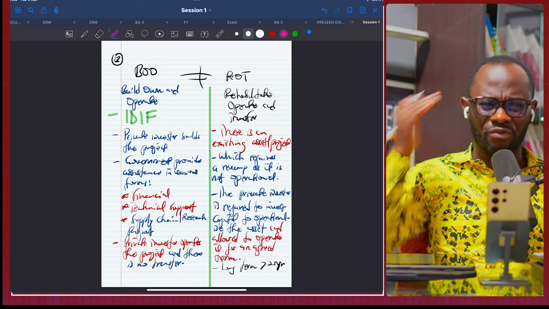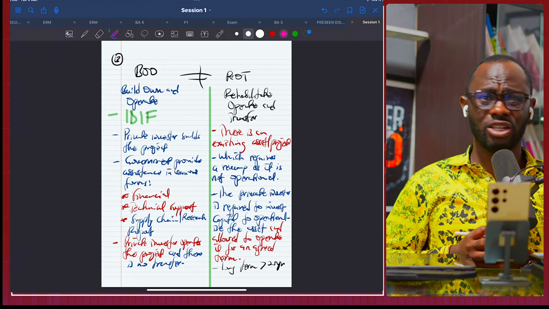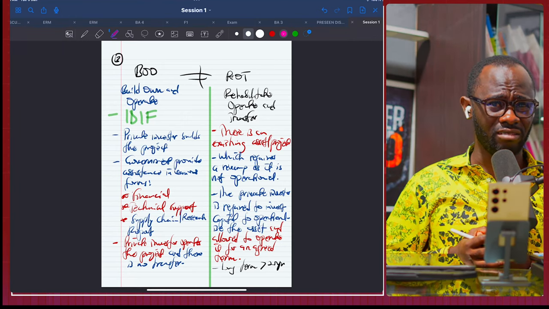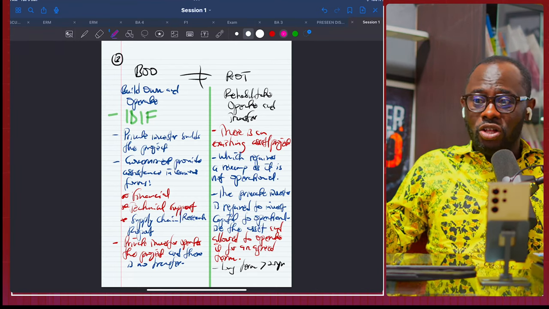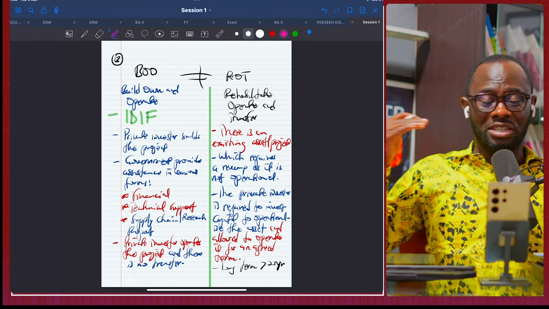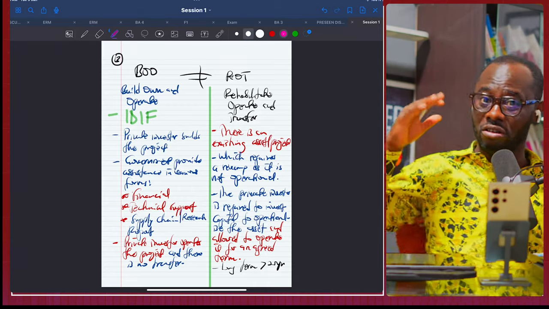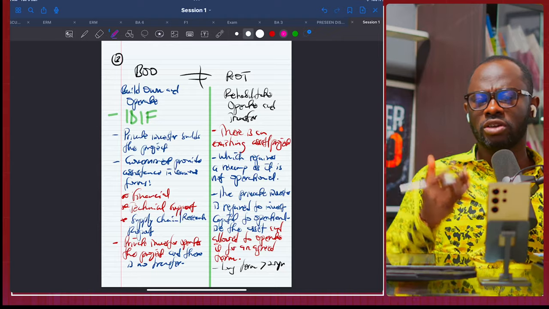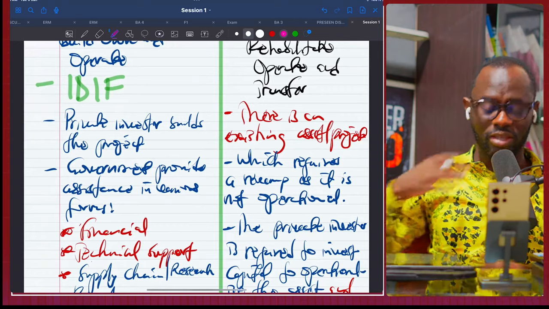Here, one district, one factory. Let that be in your mind. So under build, own, and operate, there's no transfer. Government doesn't get anything. What does government get? Government just gets bragging rights that, oh, we've created jobs. Oh, the city has reduced. Oh, there is economic growth. Oh, our GDP is increasing. That's all. Because under BOO, what happens is that government provides the private sector with assistance.